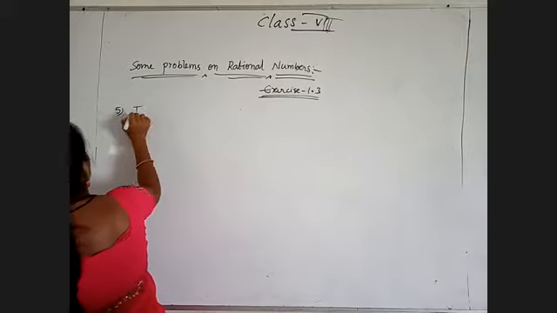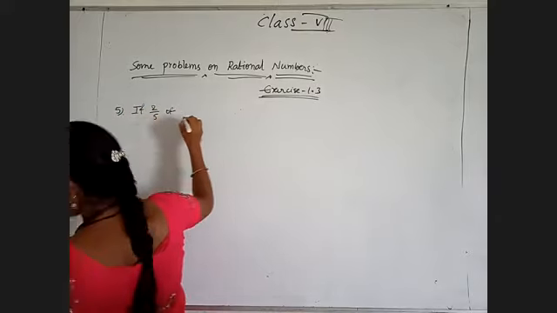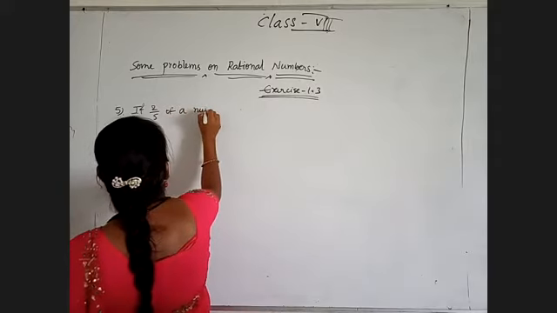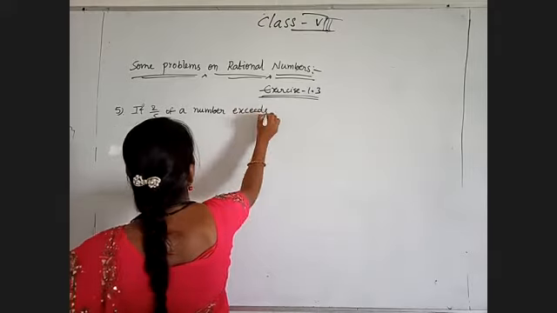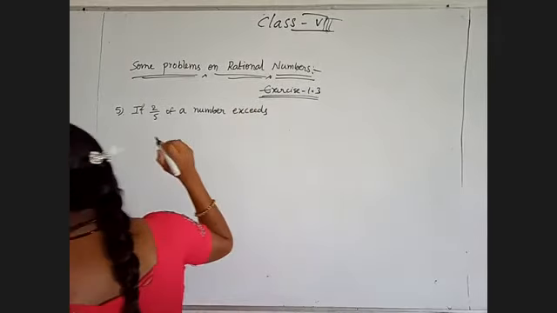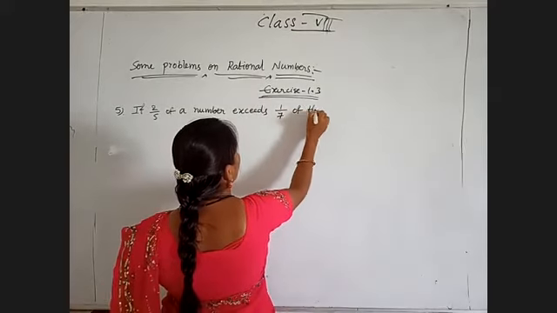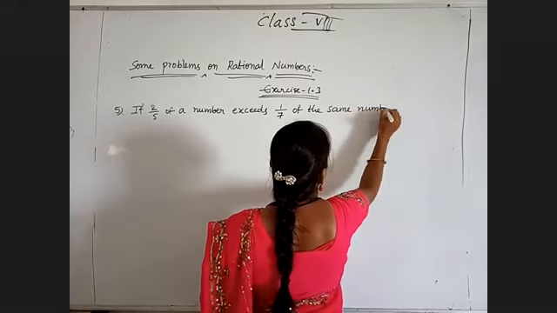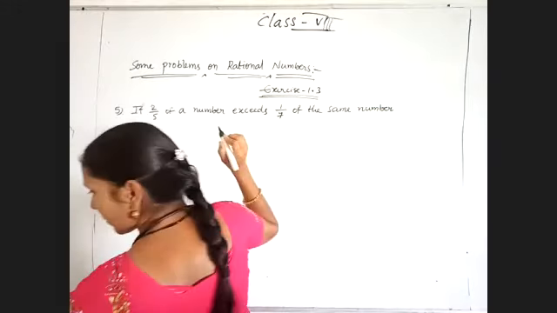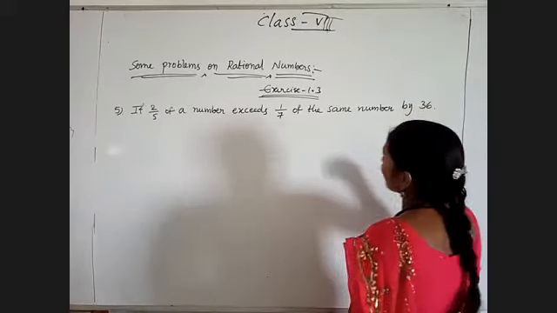If 2/5 of a number exceeds 1/7 of the same number by 36. Find the number.